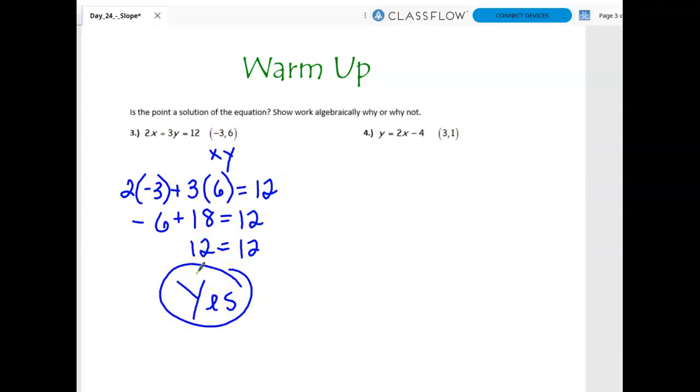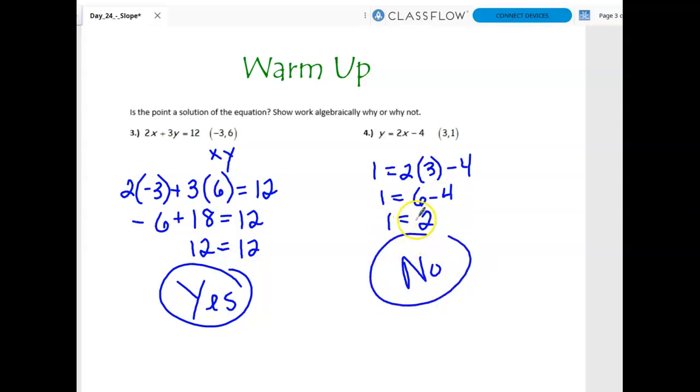Looking at number 4, though, when we plug in the y, which is 1, and we say 2 times 3 minus 4, we end up with 1 equals 6 minus 4, which is 1 equals 2. That's not a solution. From there, we can go into the notes.